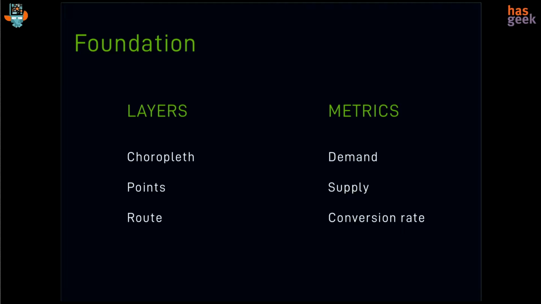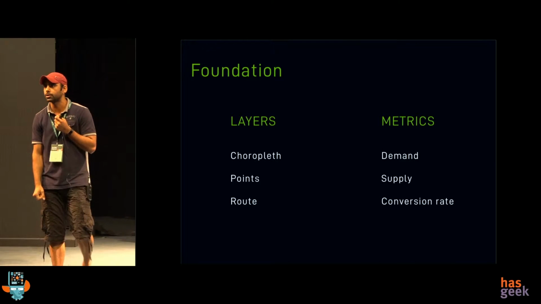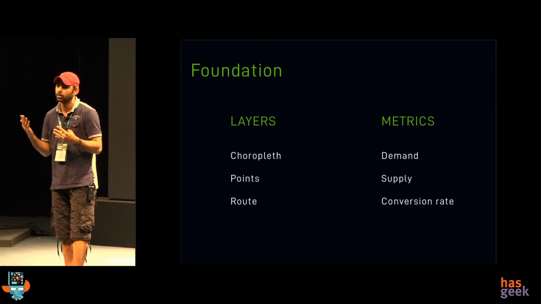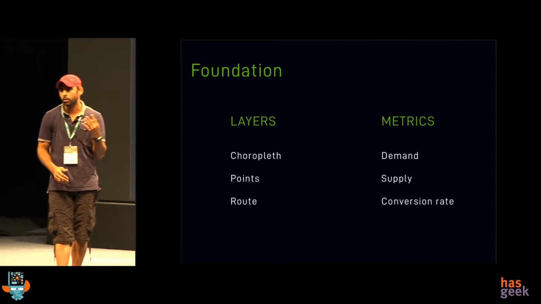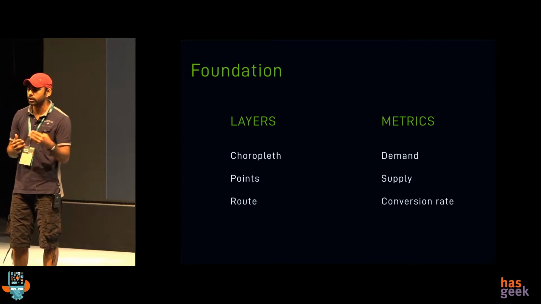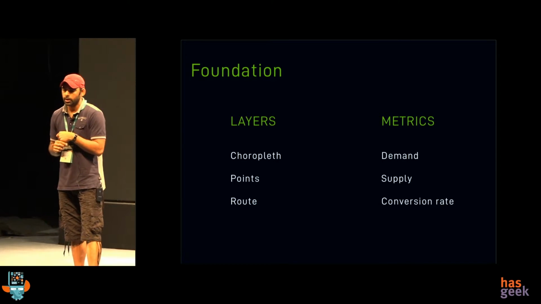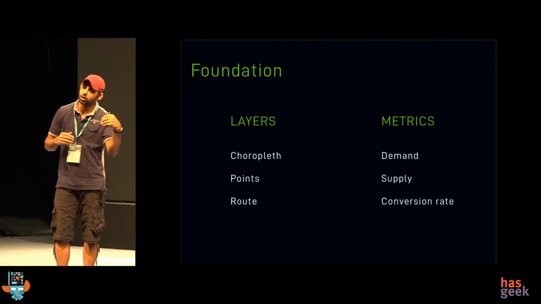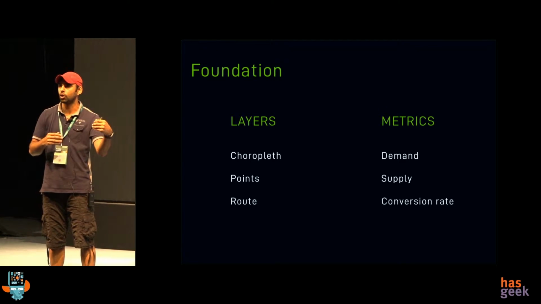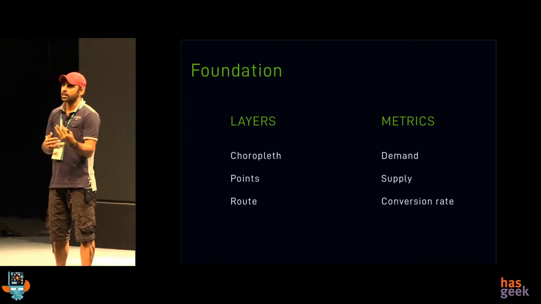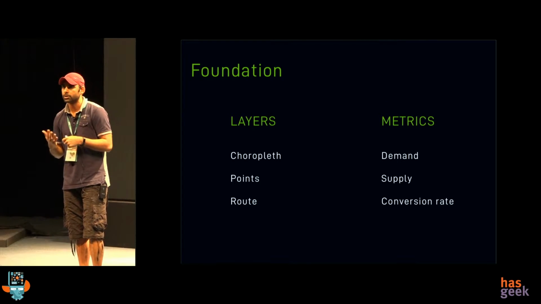So let's dive deep into what drives Atlas. Mainly there are two foundations. One is layer, and the second is metric. When we talk about layers, the layer can be choropleth, it can be point. So what you were looking at was an example of the choropleth layer. And then there can be routes, where what you are plotting is the entire journey of a customer from source to destination. So layers are your visual elements.